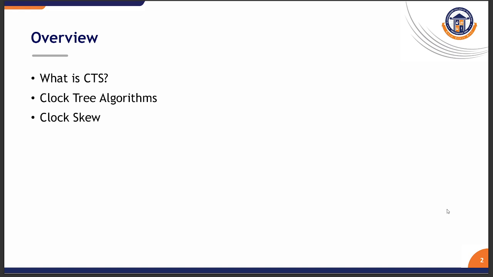So in this lecture, we will cover three main points. The first one is what is clock tree synthesis, the clock tree algorithms, and the clock skew. The clock tree algorithm means the different ways to distribute the clock, and the clock skew means the time difference between the clock signals. By the end of this lecture, you will clearly understand how clocks are distributed inside an IC.